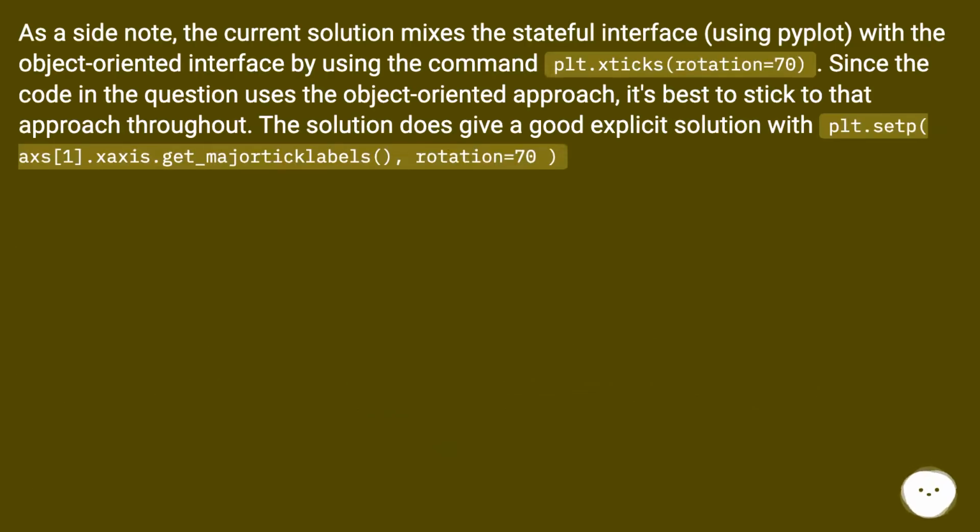As a side note, the current solution mixes the stateful interface using pyplot with the object-oriented interface by using the command plt.xticks(rotation=70). Since the code in the question uses the object-oriented approach, it's best to stick to that approach throughout. The solution does give a good explicit solution with plt.setp(axs1.xaxis.get_majorticklabels(), rotation=70).